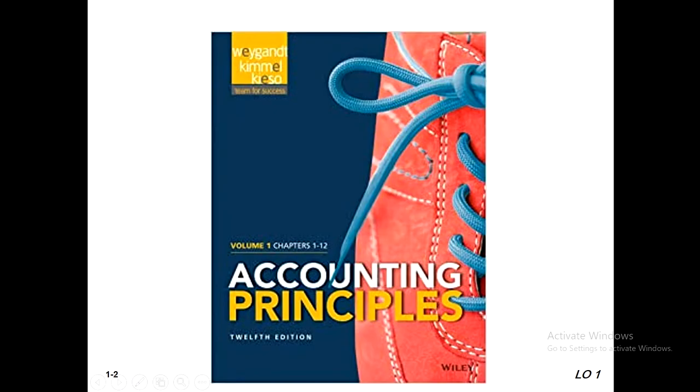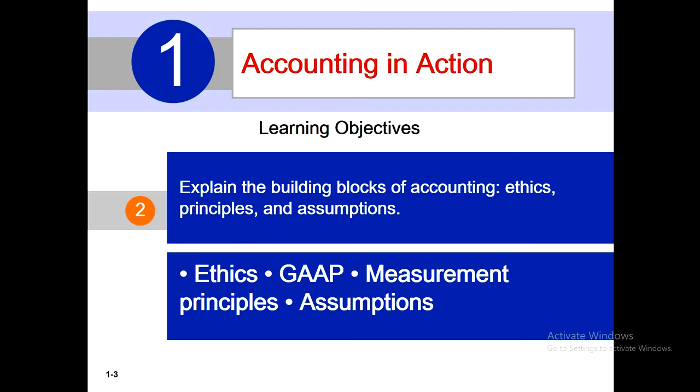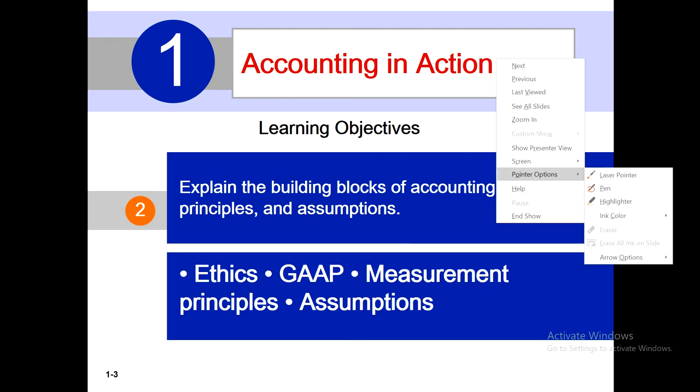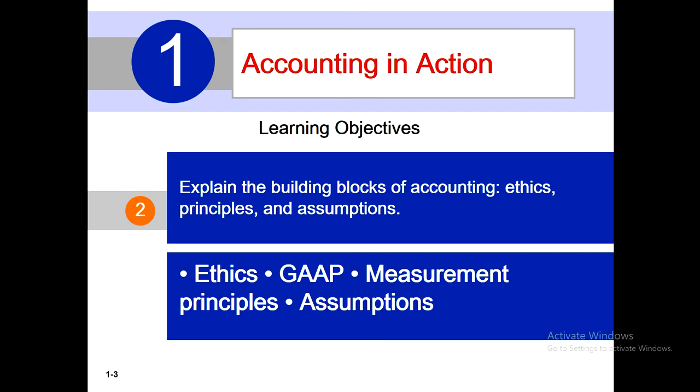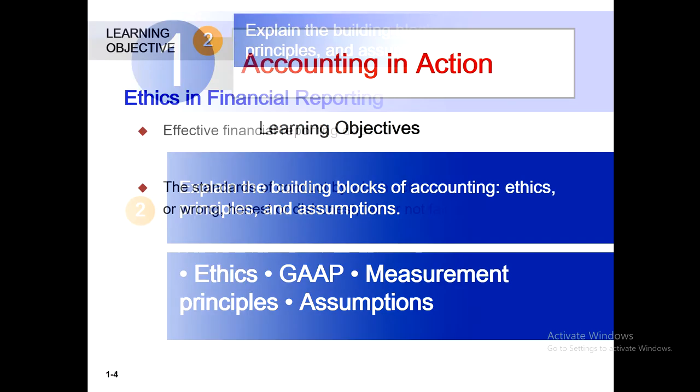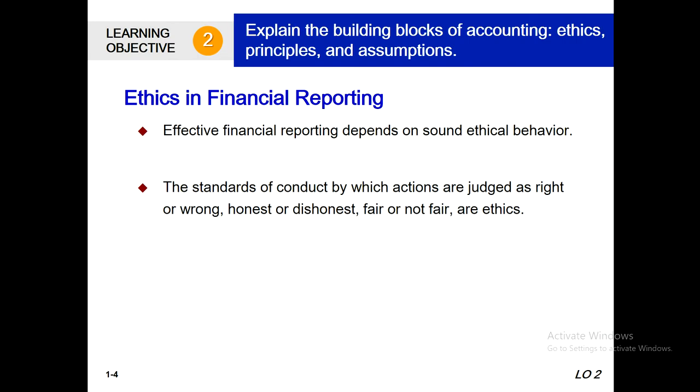Welcome. We follow this book, first chapter Accounting in Action and Learning Objective 2. Including Learning Objective 2, we have ethics, GAAP, measurement principles, and assumptions. First one we discuss is ethics.